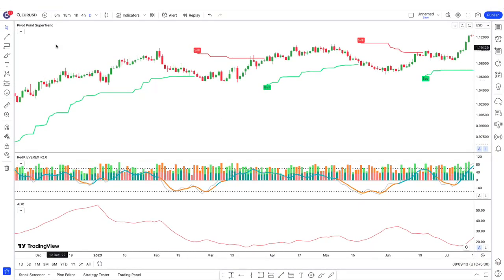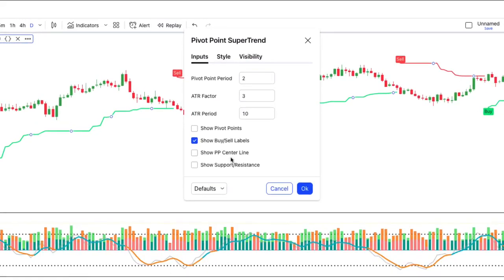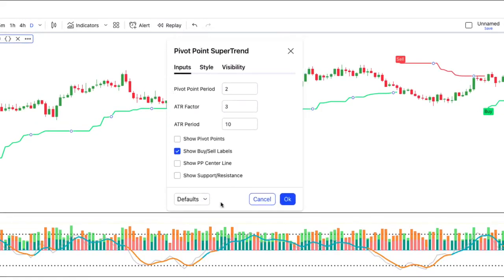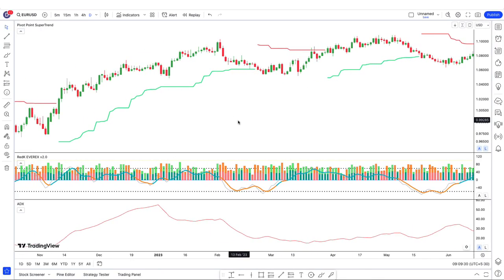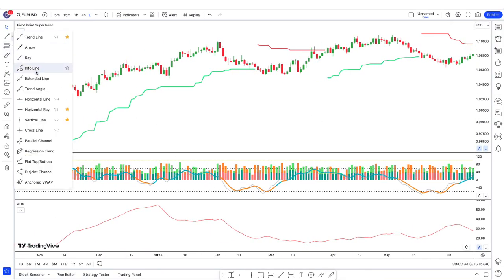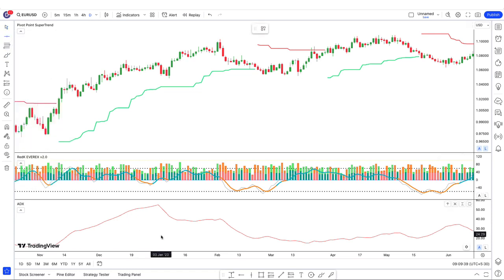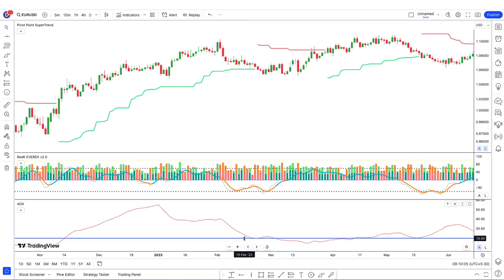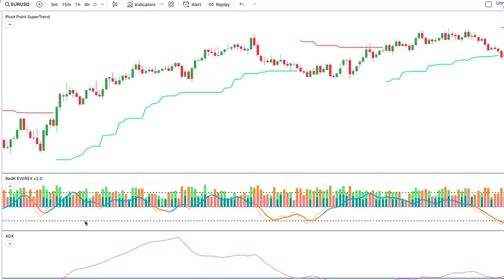Now head over to the input settings of the Pivot Point Super Trend Indicator. Here we will be removing the buy and sell labels. Once you have done that, we will be adding a horizontal line on the ADX. Navigate to the toolbar and click on the horizontal line tool. Now place the line at the value of 20 on the ADX. That was all that we needed to do.